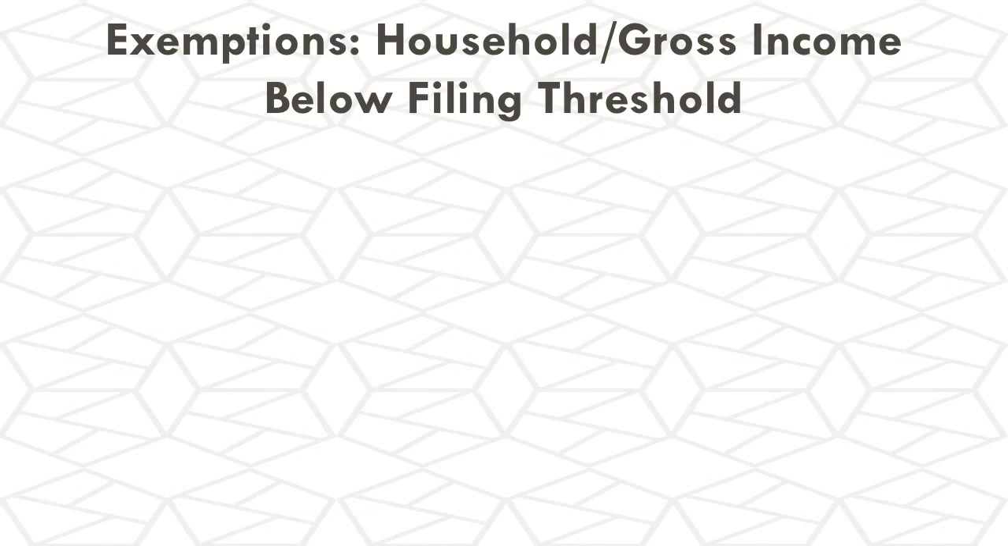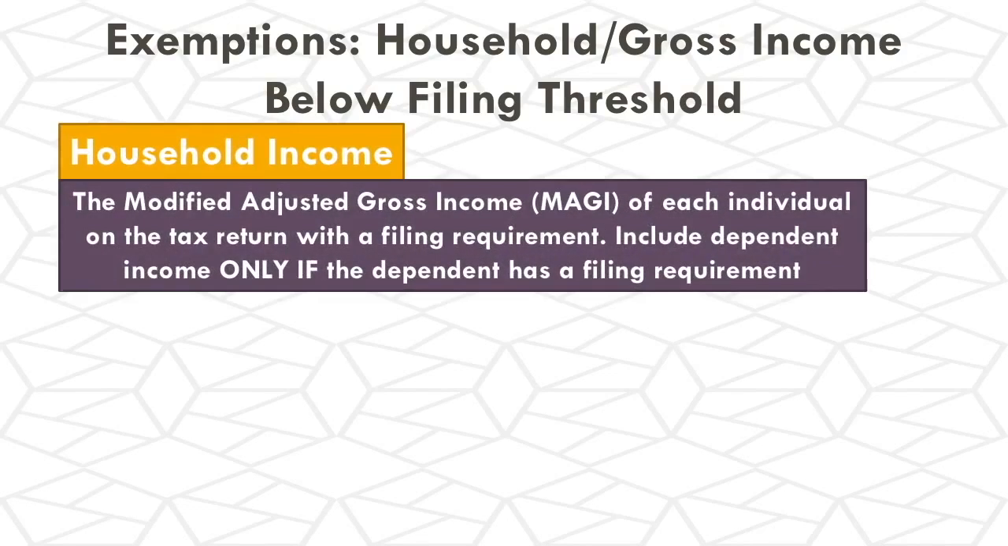And let's talk now about the household gross income below the filing threshold exemption. So let's talk about the difference between household and gross income. First, we have household income. If the modified adjusted gross income of the entire household is below the filing threshold, everyone on the return is eligible for this exemption. So household income is modified adjusted gross income. That is just your regular AGI plus tax-exempt interest and certain foreign excluded income. We should never see any foreign excluded income at the site. So essentially, it's just AGI plus tax-exempt interest. For most taxpayers, it'll just be their AGI.